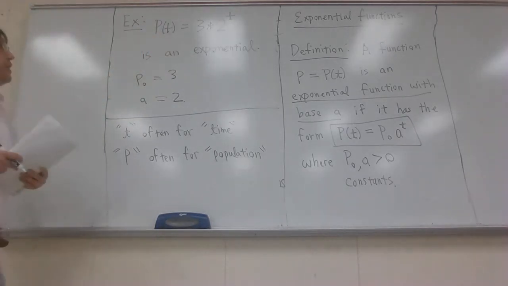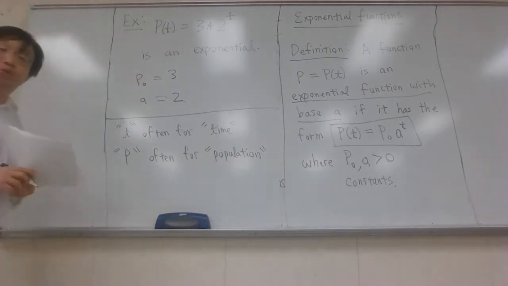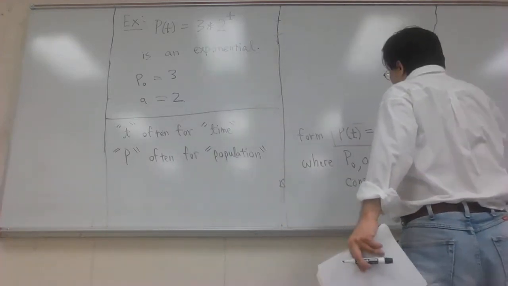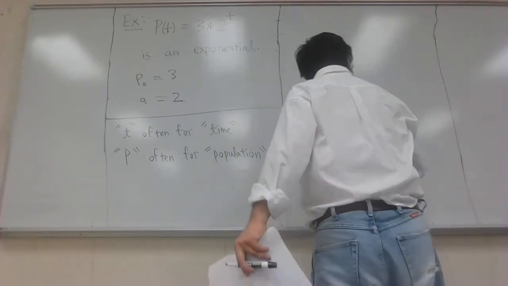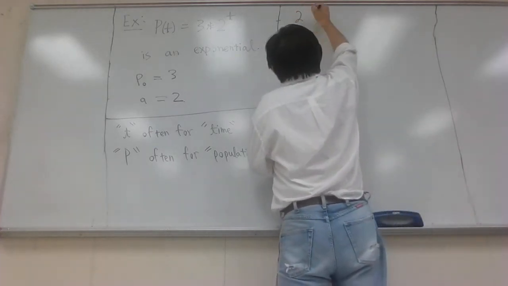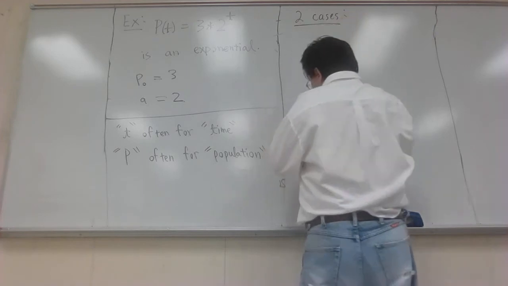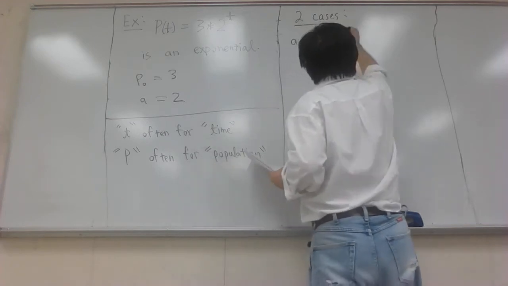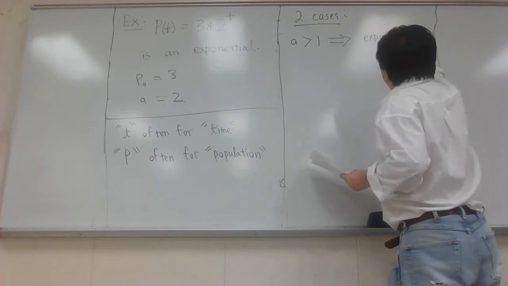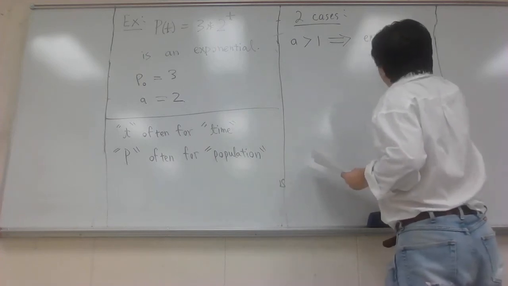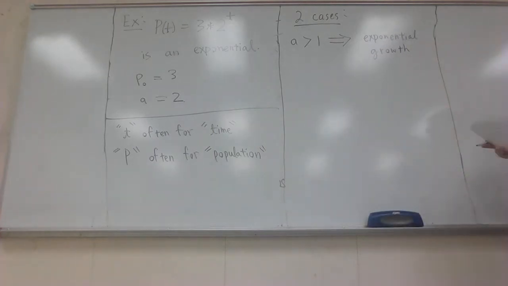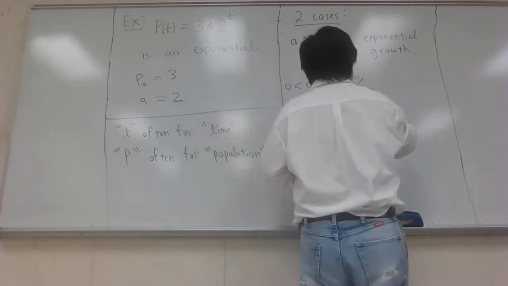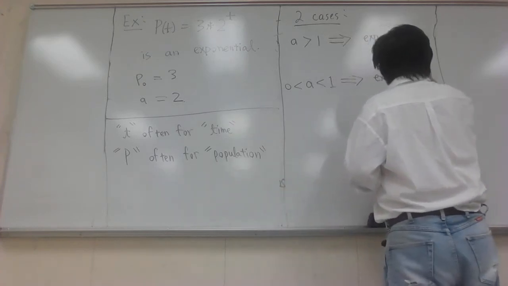Now for these exponential functions, there are two cases. The first case is where the base A is strictly bigger than 1, and that's the case of exponential growth. And the second case that we're interested in is where A is strictly less than 1, and of course it's always strictly positive, and that's the case of exponential decay.